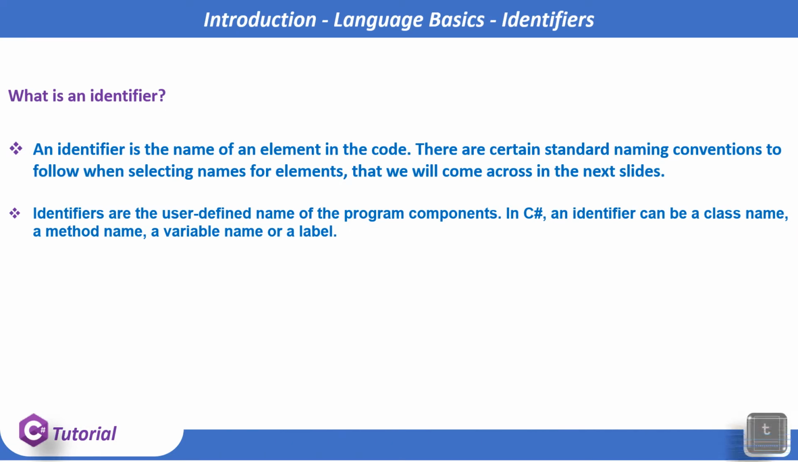What is an identifier? An identifier is the name of an element in the code. There are certain standard naming conventions to follow when selecting names for elements that we will come across in the next slides. Identifiers are the user-defined name of the program components. In C#, an identifier can be a class name, a method name, a variable name, or a label.